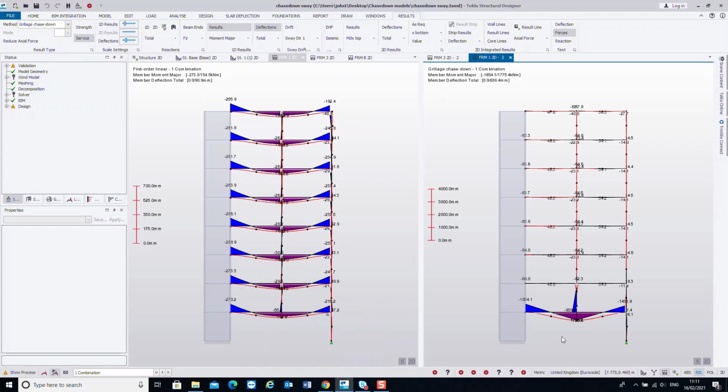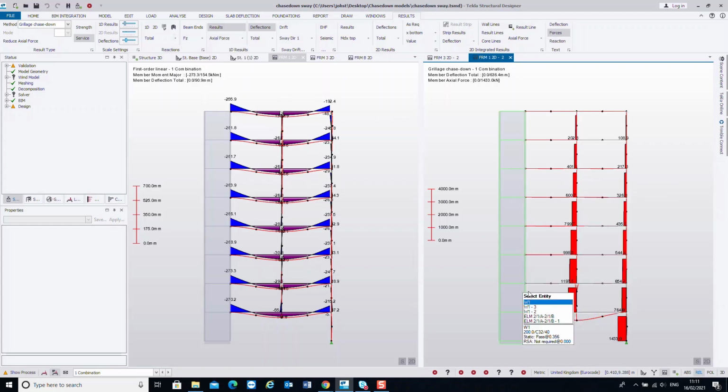With column nodes unable to displace during the Grillage Chasedown, the bending resistance of the beams will not be considered. We can see this by the lack of moment within the upper beams. The result of this is that all of the force will remain within the transfer column, leading to a larger force in the column where it connects to the transfer beam. You can see this if we look at the axial force results.